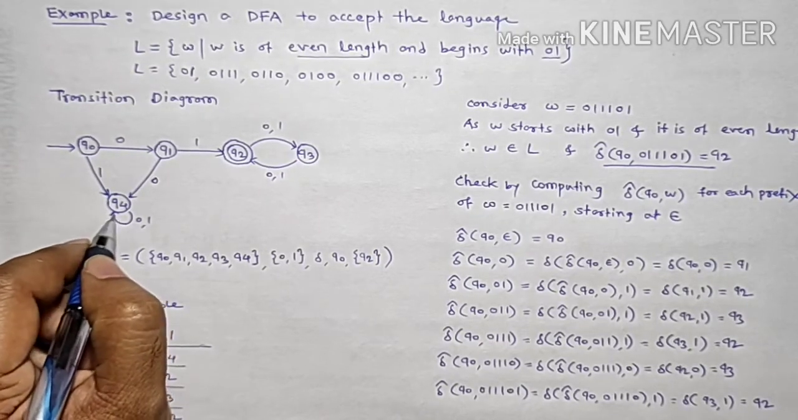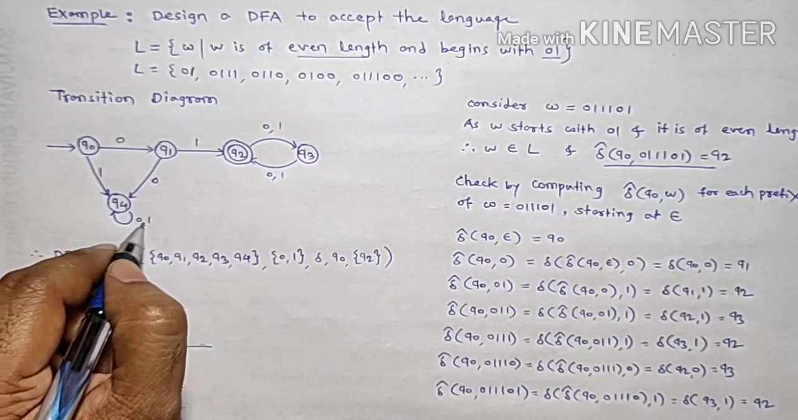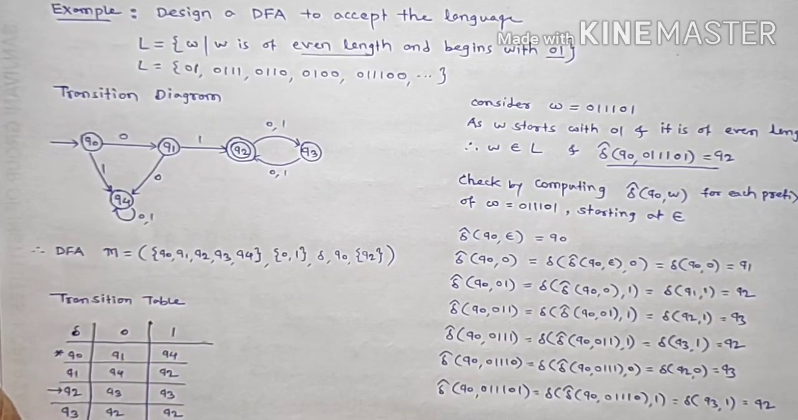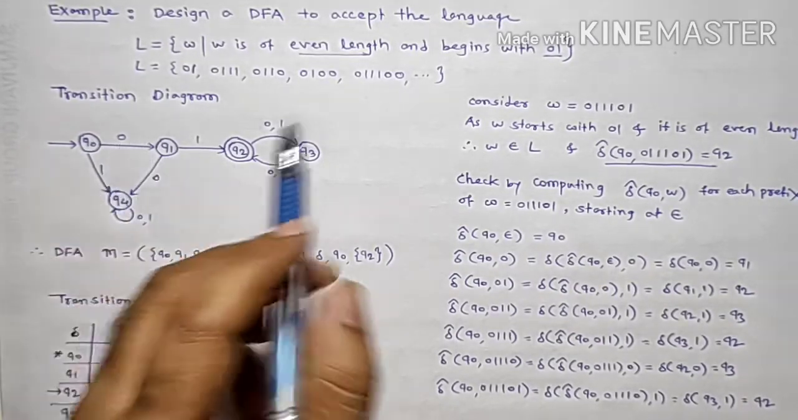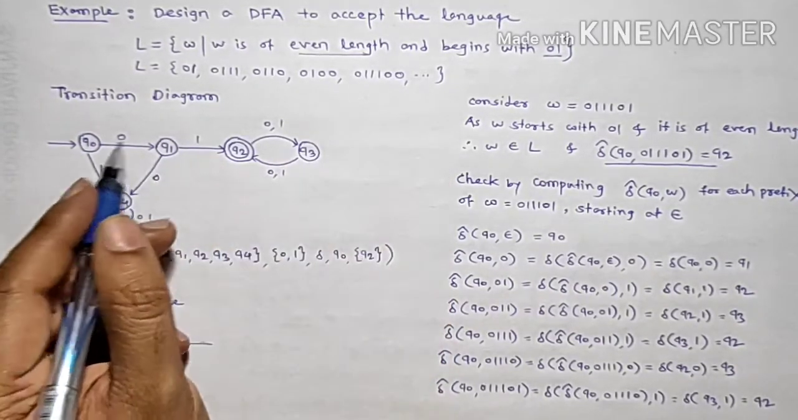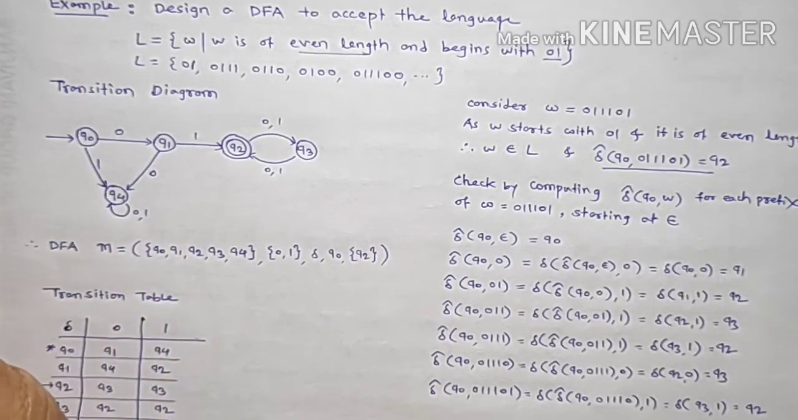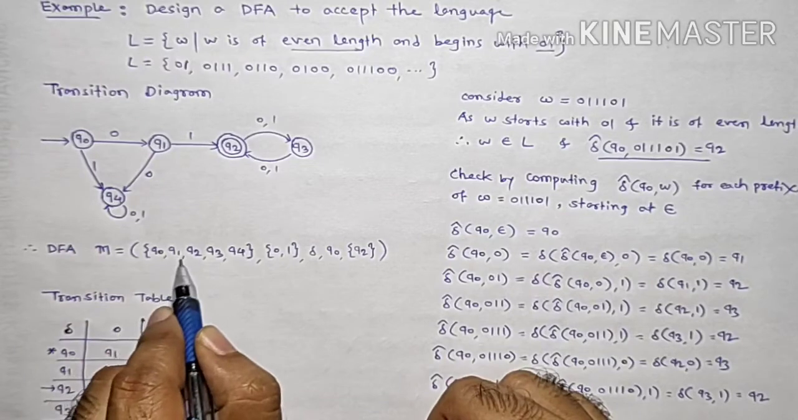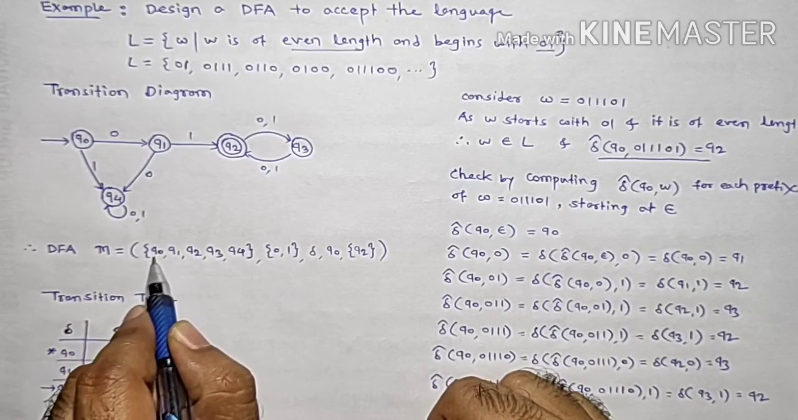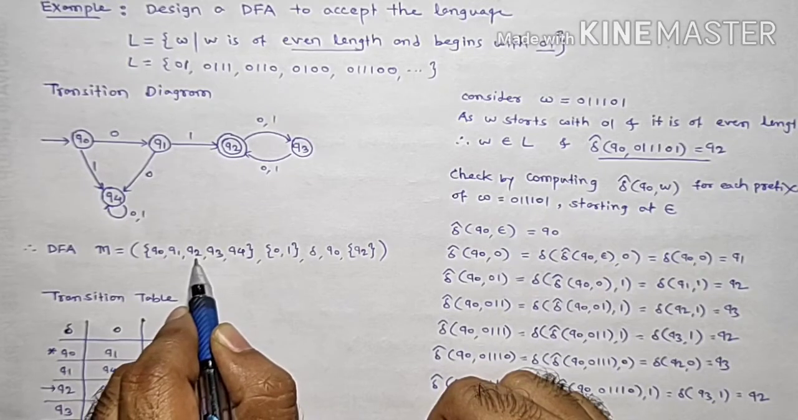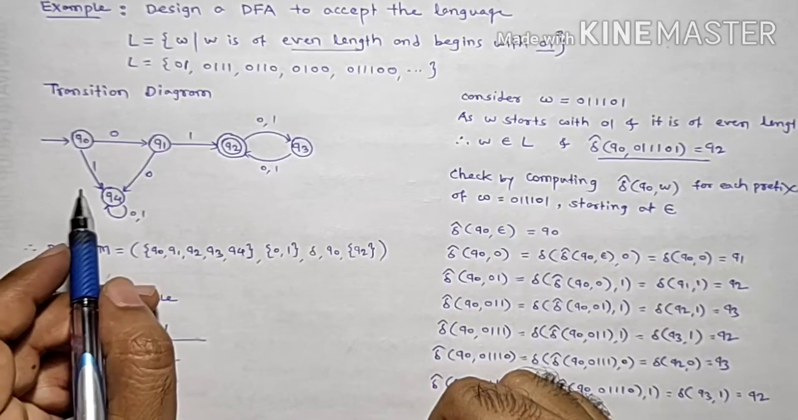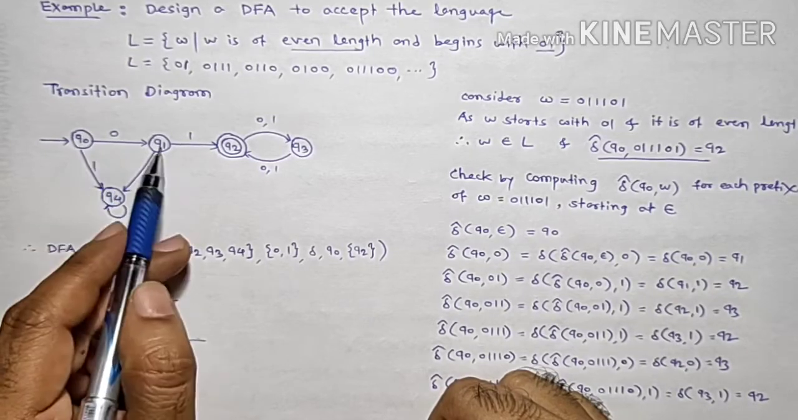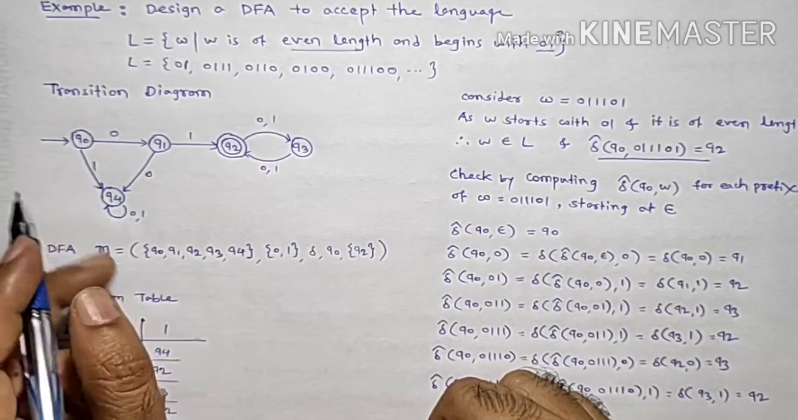And from Q4, as it is dead, on both input symbols we show the transitions to itself. In this way, this is our DFA, which accepts all those strings which start with 01 and have even length. This DFA has a total of 5 states, where Q0 is the start state, Q2 is the acceptance or final state, and Q4 is the dead state. The dead state is there because we have to show the transitions of Q0 and Q1 on 1 and 0.